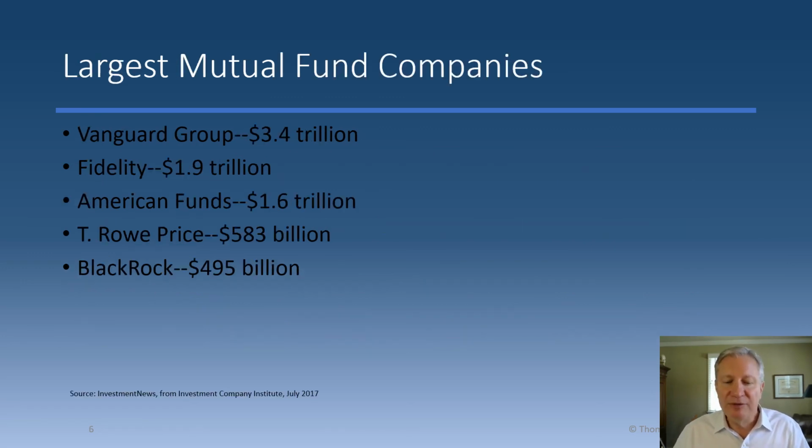The largest mutual fund companies: Vanguard Group, $3.4 trillion. This is as of July of 2017. The largest asset managers are BlackRock, but that would include institutional management, pension funds, hedge funds, and those kinds of things. These are just mutual fund companies. Vanguard Group, $3.4 trillion. Fidelity, $1.9 trillion. American Funds, $1.6 trillion. T. Rowe Price and BlackRock, you can see, at $495 billion.